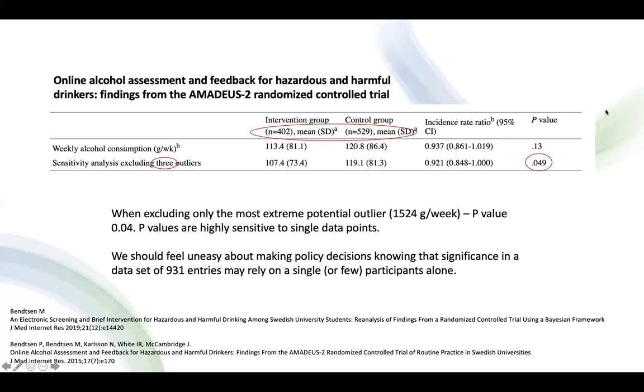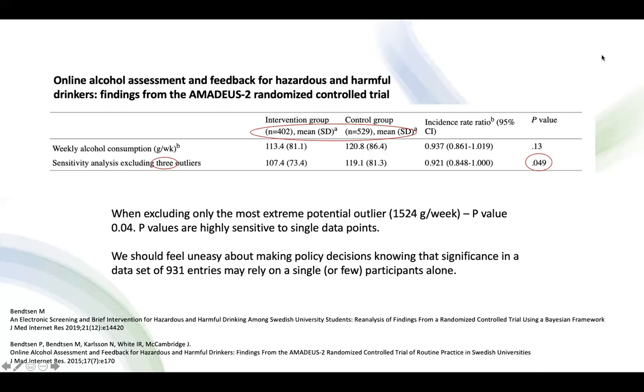I feel incredibly uneasy making policy decisions about whether this intervention has an effect or not, of a big trial, when 1 person can move the p-value from 0.13 to 0.04. This is not scientific discovery in my mind. This is not how we should be thinking about developing new digital interventions. I'll show you the solution to this later. We'll revisit this example from the Bayesian perspective, but I think this stuff gives me nightmares.